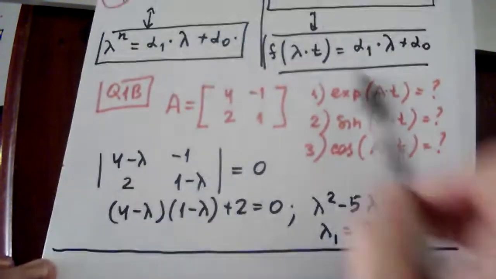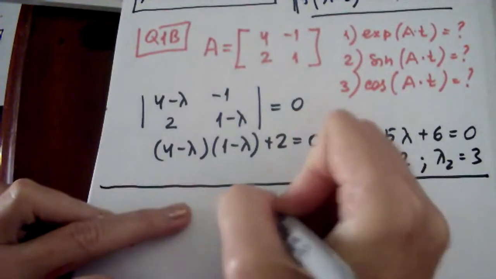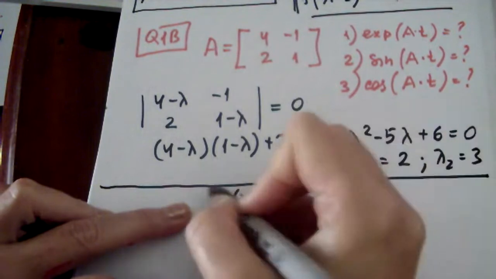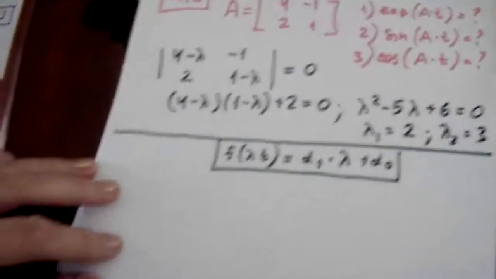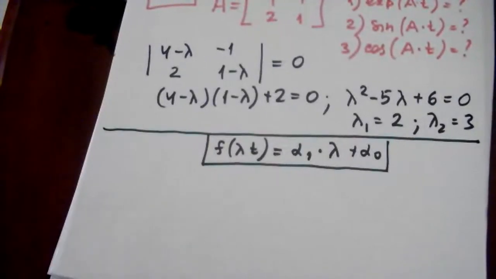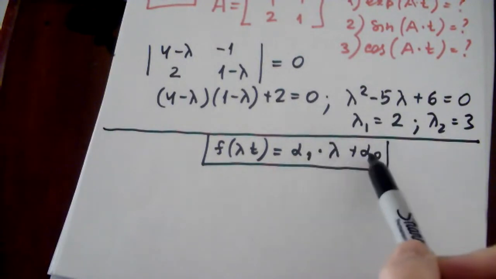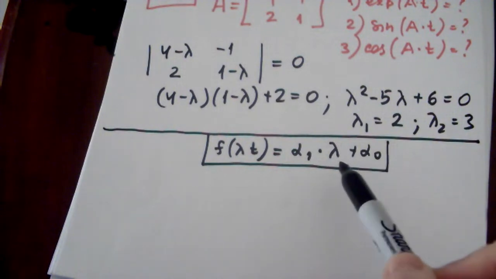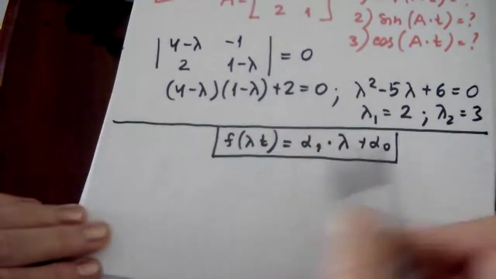What next? Next, we need to turn to this equation. I better copy it here. f of lambda t is equal to alpha 1 times lambda plus alpha 0. So our next step is to find alpha 1 and alpha 0 from this equation. But like in the last tutorial, we have two unknowns here, alpha 1 and alpha 0. That is why we need to obtain two equations and form the system of linear equations. Only in this case would we be able to solve this task.